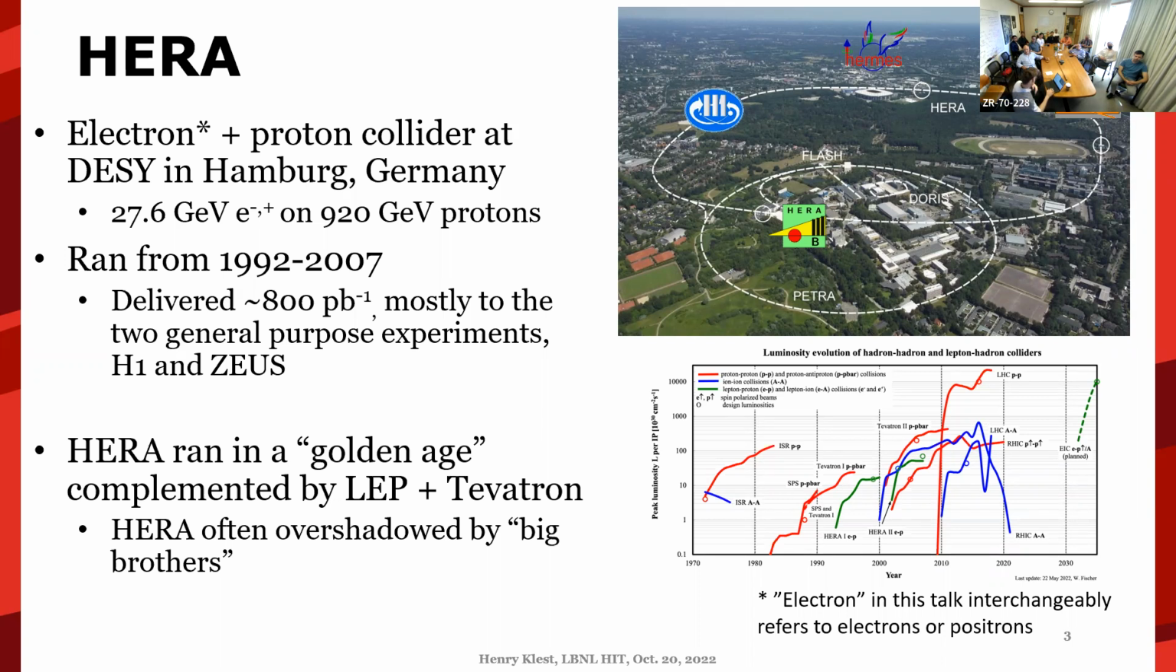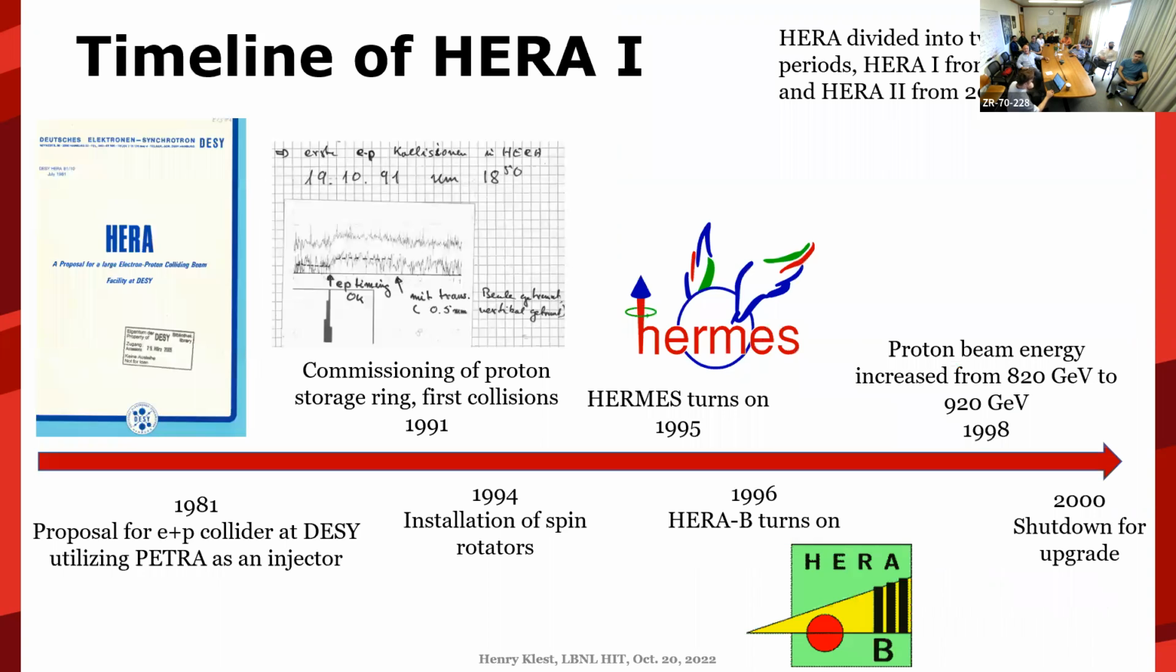So, keeping that in mind, HERA was actually overshadowed for the most part by those two gigantic undertakings. HERA was divided into two different run periods, HERA 1 and HERA 2. In 1981, they came up with a proposal to turn PETRA, which had just recently discovered the gluon, into an injector for an electron-proton collider.